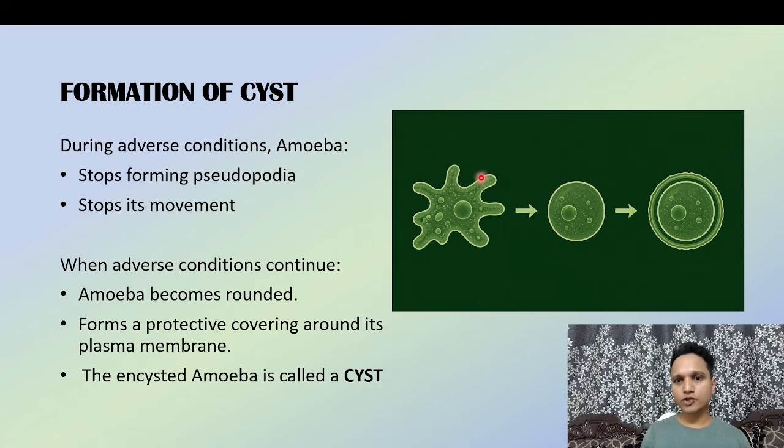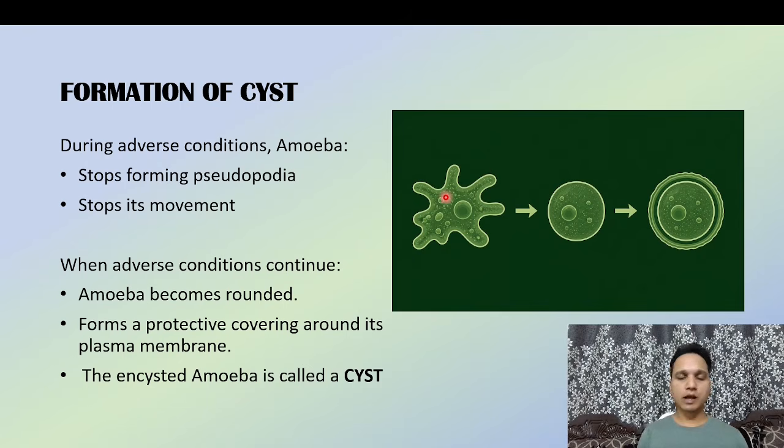These formations, as you can see, the outgrowths of amoeba, are called pseudopodia. There is a whole lot of detail to pseudopodia, the name, the concept, and the exact meaning of the term. If you want, we can discuss that as well. Just drop your question in the comments. So the first step of the process of multiple fission is that pseudopodia formation gets stopped.